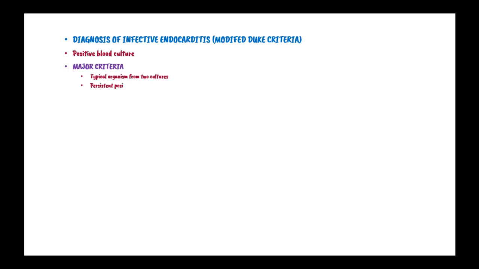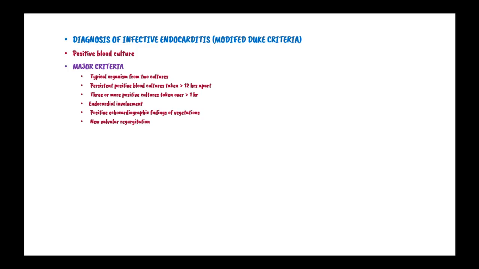The diagnosis of infective endocarditis can be done by using the Duke's criteria. The major criteria involve a positive blood culture, with typical organisms from two cultures, or persistent positive blood cultures taken more than 12 hours apart, or three or more positive cultures taken over 1 hour. Then there is endocardial involvement as a major criterion, shown by positive echocardiographic findings of vegetation or new valvular regurgitation.